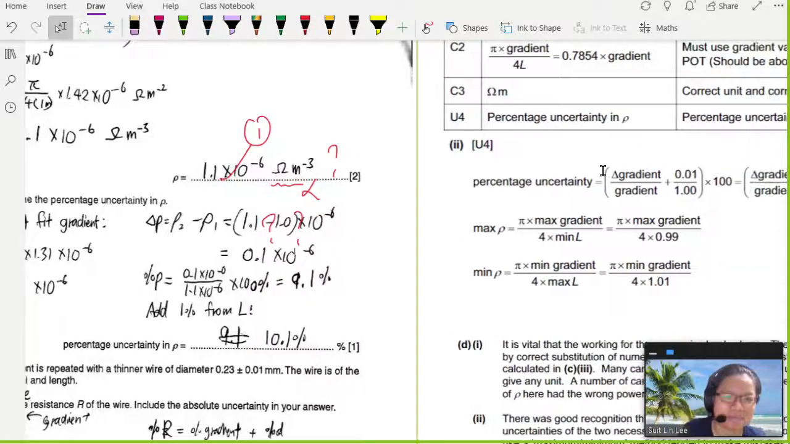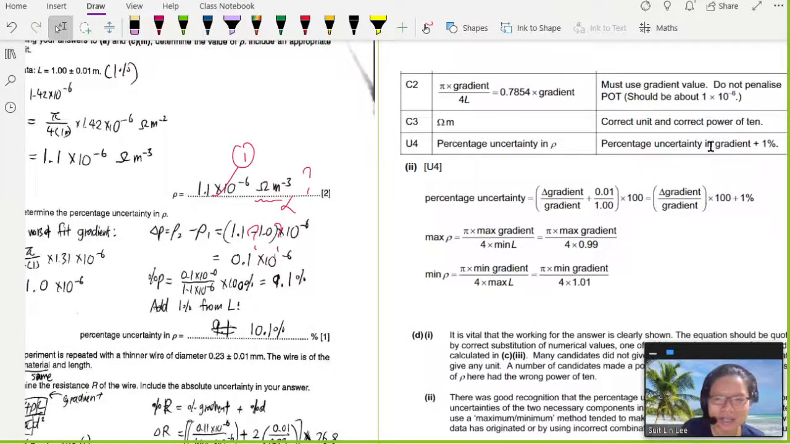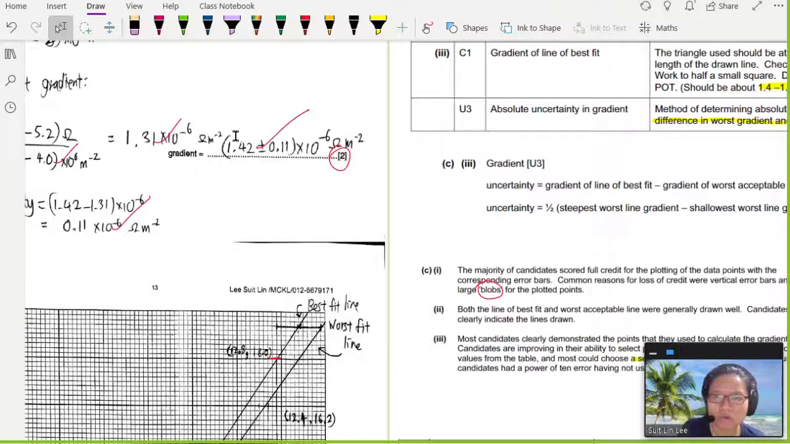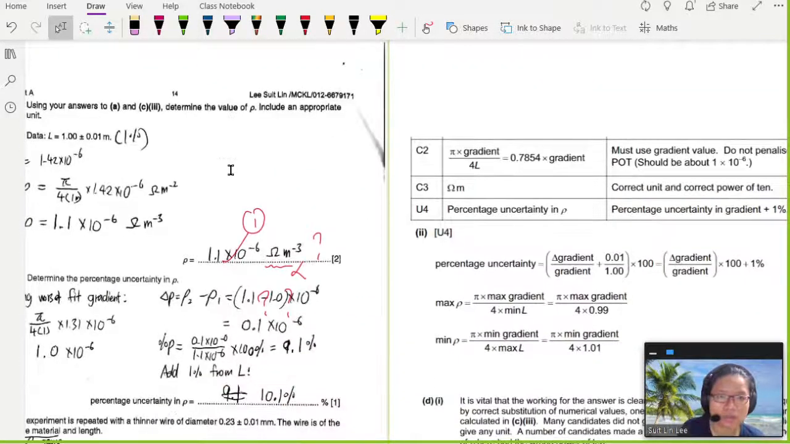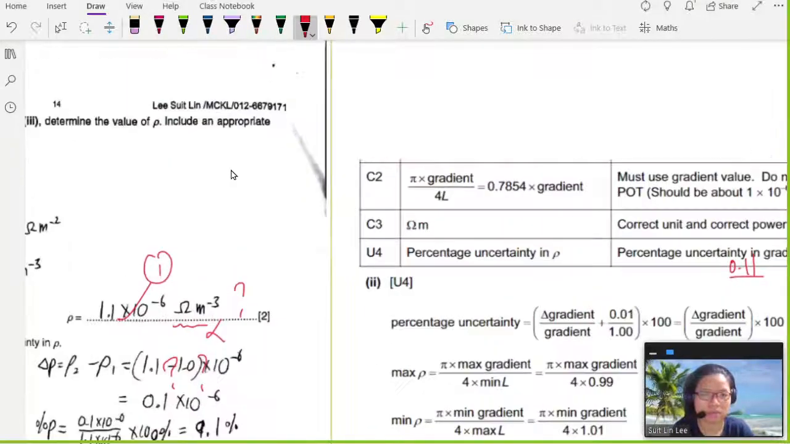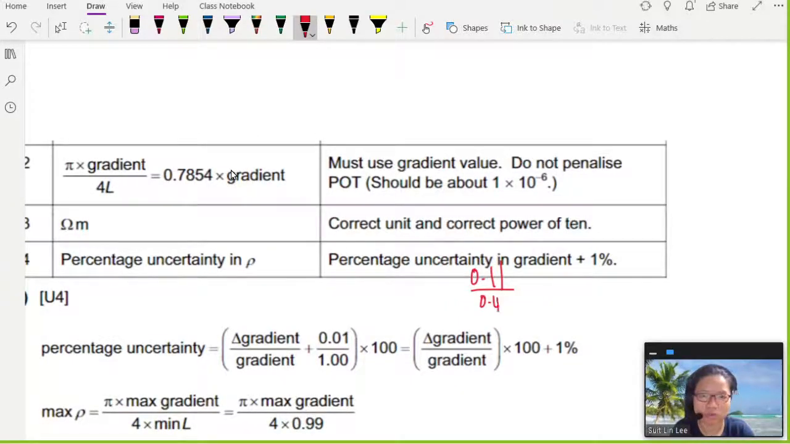Okay, so let's check the mark scheme and see if the candidate can get the mark or not. The actual answer is the percentage uncertainty in gradient plus 1%. So what was the percentage uncertainty in gradient? 0.11 over 1.42. So I'm just going to write here for this candidate, the percentage uncertainty in gradient will be 0.11 divide by 0.42 plus 1%. So 1% is 0.01. Let me poke the calculator first.